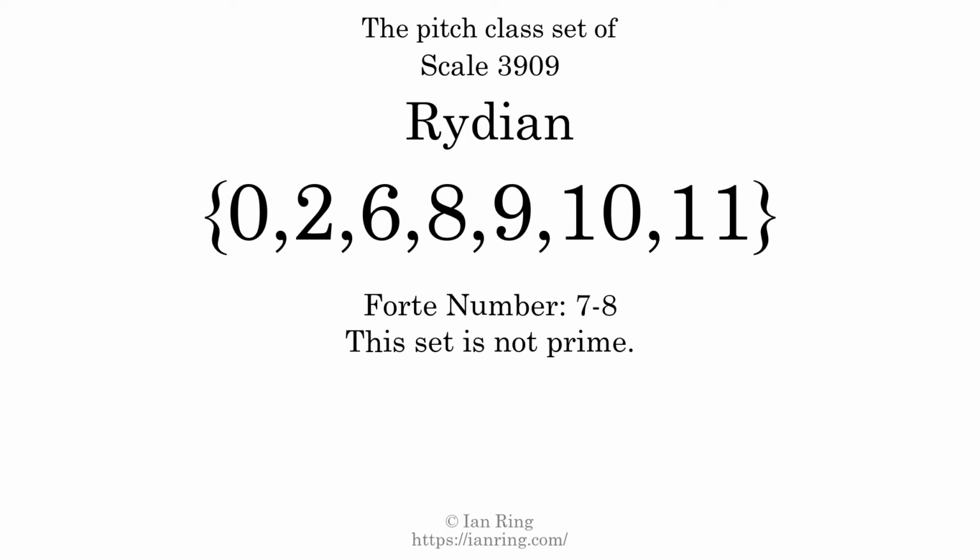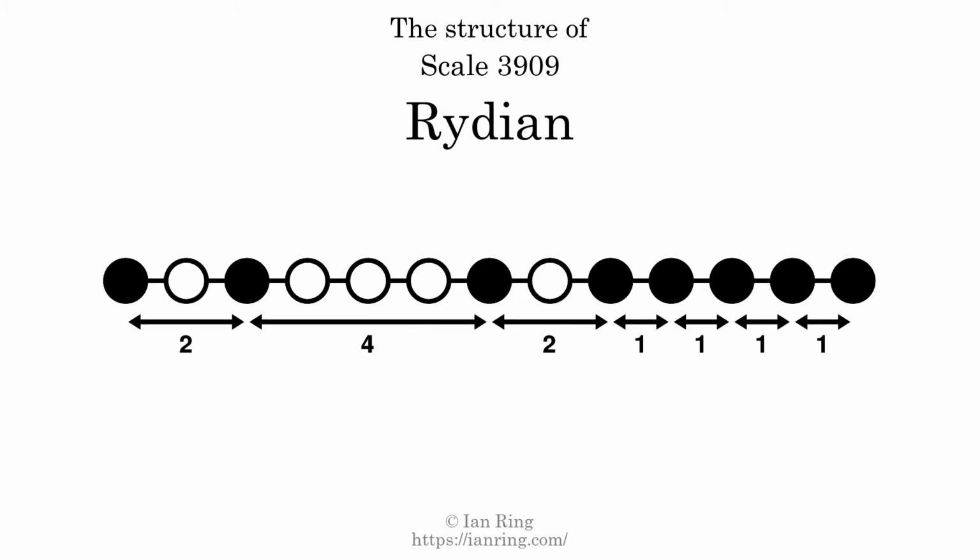The fault class is 7, 8. This set is not prime. The structure of a scale is a description of the interval distance between each successive tone. This scale has a structure of 2, 4, 2, 1, 1, 1, 1.